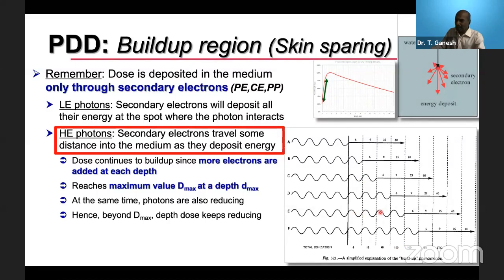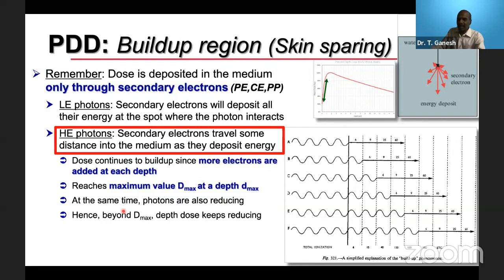So as you go deeper and deeper, dose continues to build up because more electrons are added at each depth. Then it will reach a maximum value, D max, at a depth of d max. Small d refers to depth, capital D refers to dose. But it cannot keep on going like this.